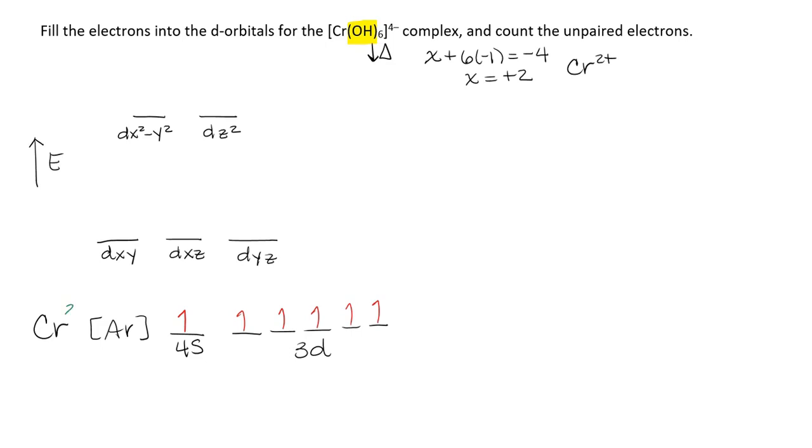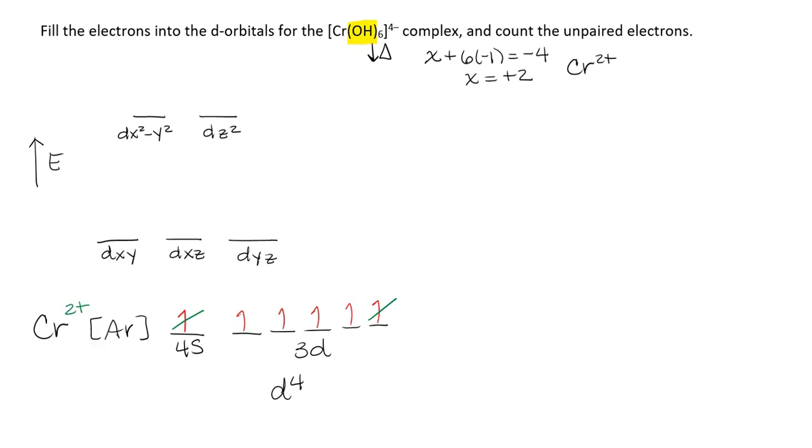To form the ion, which I determined is a 2+, I need to remove 2 electrons. So the first one is this 4s, and the second one is the last d. This gives me a d4 structure. So I have 4 electrons to work with to fill into my split orbitals.